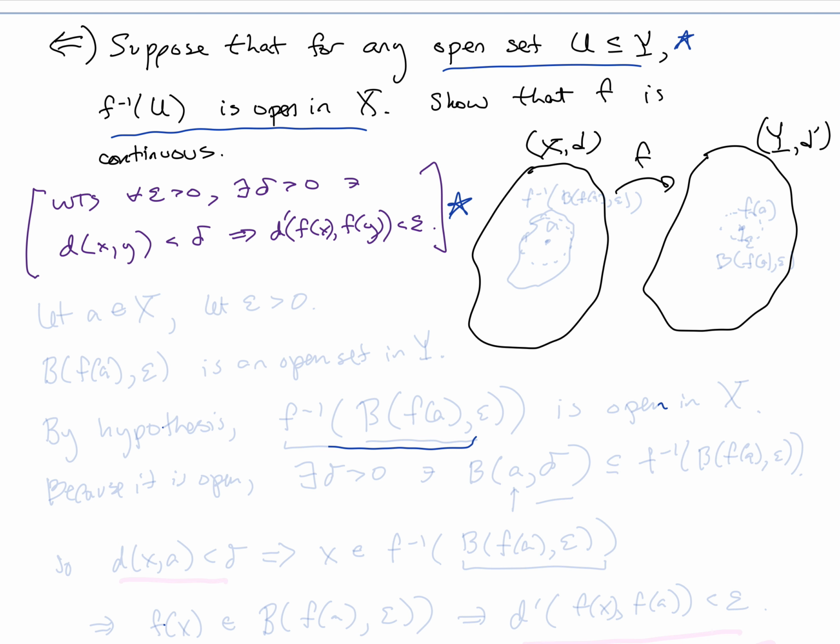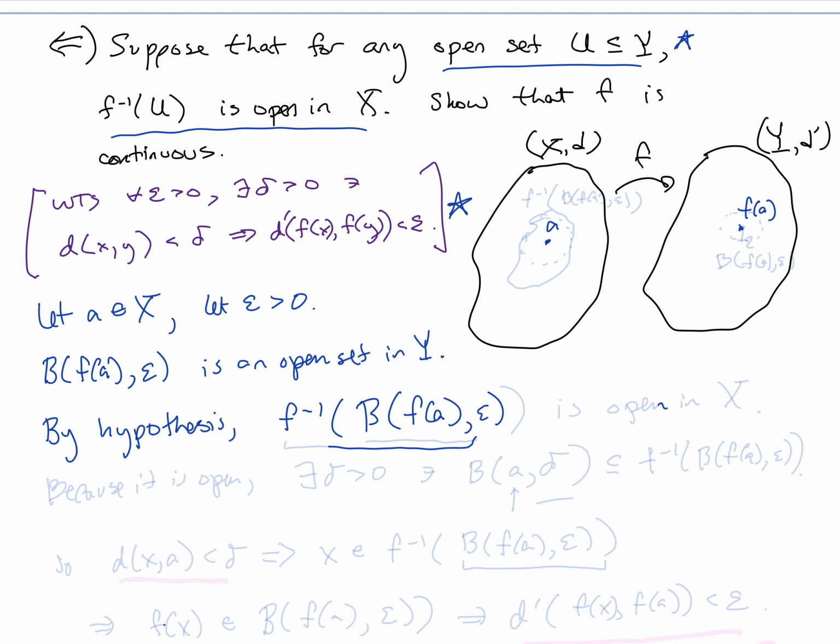So let's use that. Let A be an element of X, and we want to show that f is continuous at A. A is an arbitrary element of X, so if we show f is continuous at A, then f is continuous everywhere. So let A be an element of X, and let epsilon be greater than 0. So we have A over here, and f of A over there. We know that the ball centered at f of A of radius epsilon is an open set in Y. By our hypothesis, that means that f inverse of the ball centered at f of A of radius epsilon is then open in X.